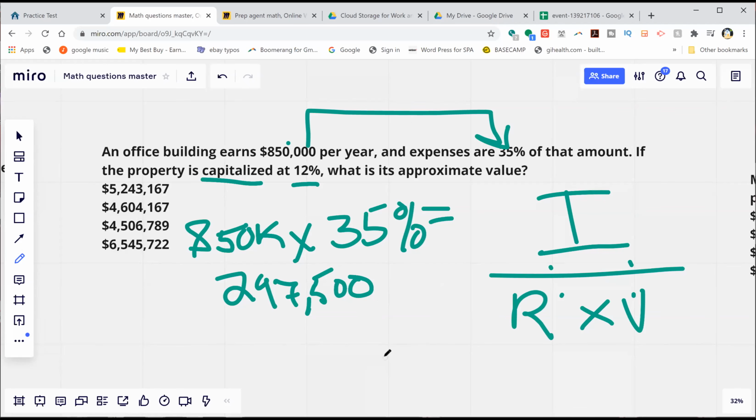That's another reason why the answer is not there if you're doing that. The answer is not there because here's what I'm going to do. You have to take 850,000 and you have to back out the expenses, okay? You have to back out the expenses. So you take 850,000, multiply it by 35%, and you get 297,500. And what do you do with the expenses once you know it?